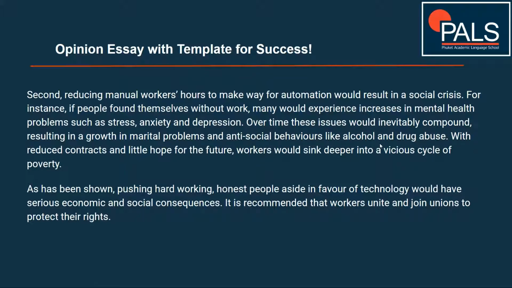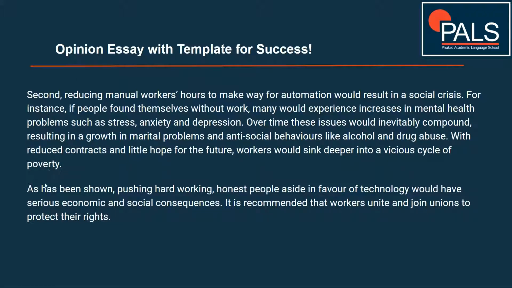Okay, and also notice that each paragraph I've showed you so far is very coherent. Everything within it just supports the main idea and nothing else. And we have good examples in there as well. Okay, conclusion. As has been shown, pushing hardworking, honest people aside in favour of technology would have serious economic and social consequences. It is recommended that workers unite and join unions to protect their rights.